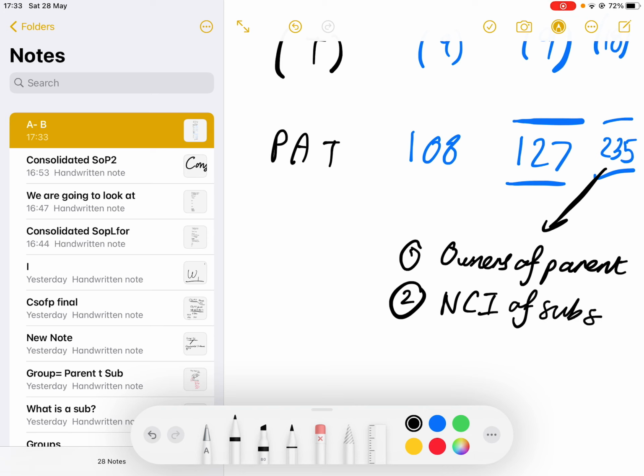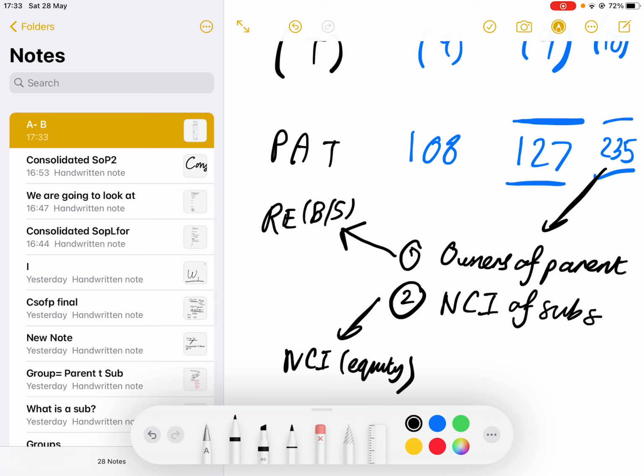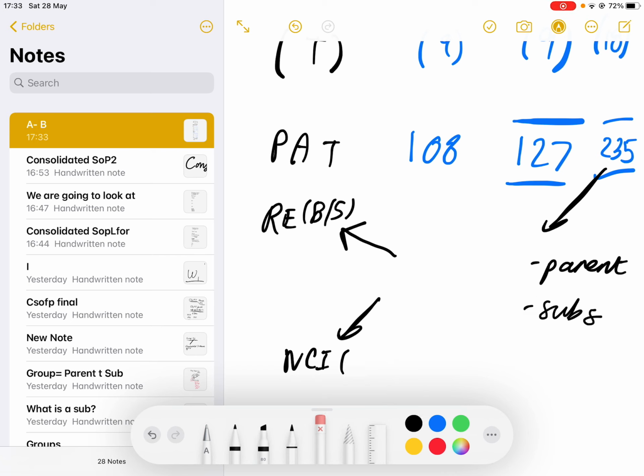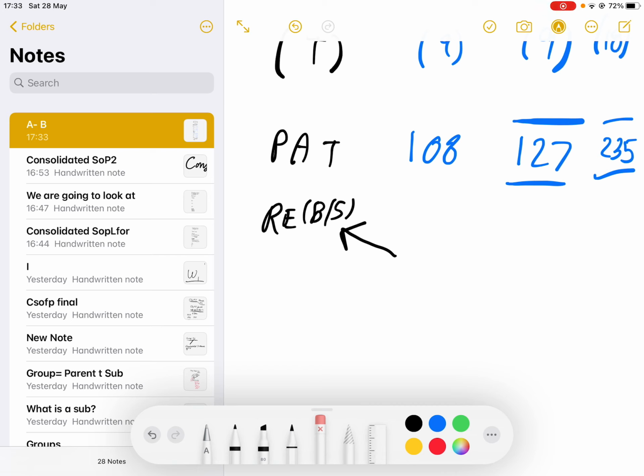Okay? So the owners of the parent, that amount is going to feed into your retained earnings on the balance sheet, and it's going to increase your retained earnings. And this figure is going to feed into your NCI equity line. Okay? Now let's see how to work this out. Let's rub that all out and let's understand how to work these figures out. Now let me show you how it's set out in the pro forma for this part.